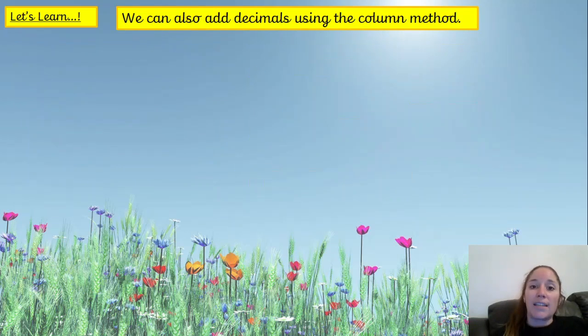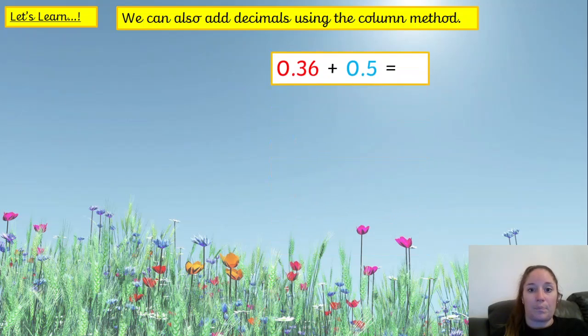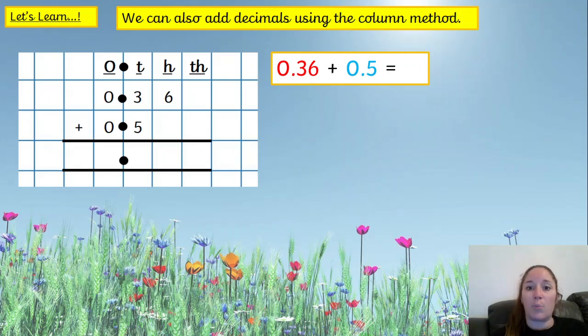Okay, so we can also add decimals using the column method. So let's have a look at this. We've got 0.36 plus 0.5. So I've laid it out here. I've got my 0.36. The decimals do not move. They are stuck. And then I've got plus 0.5. And we can do this just like we would adding whole numbers. But what will help us, if we've got a 0.5, is to add a 0. Although it doesn't need it, because it is just 0.5, it helps us when adding our columns.